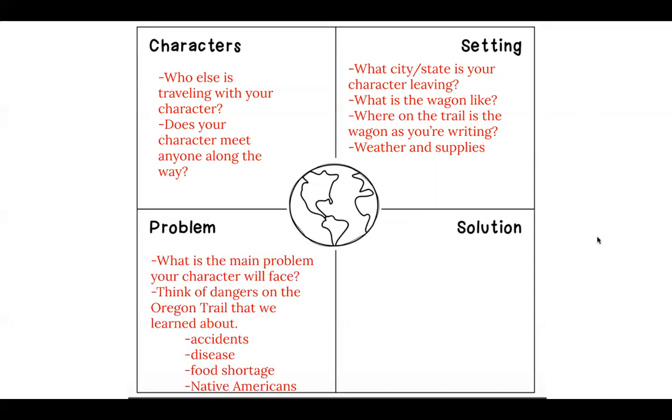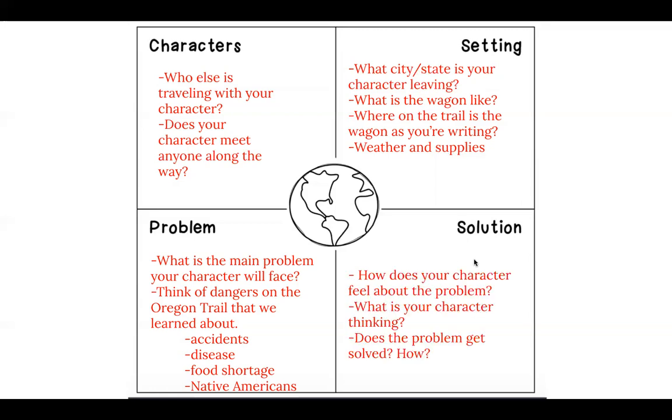For the problem, what is the main problem your character will face? And think of dangers on the Oregon Trail that we have learned about. So it could be accidents. We learned about many accidents with the wagons, especially the wheels, the animals, crossing the rivers. It could be disease or food shortage. And unfortunately, because of the tension with Native Americans, it posed a danger as well. So pick a main problem that your character will face.